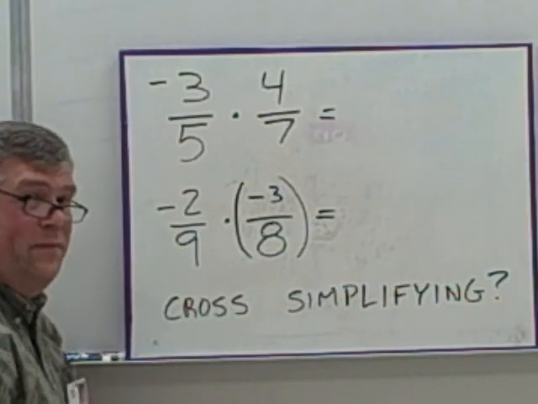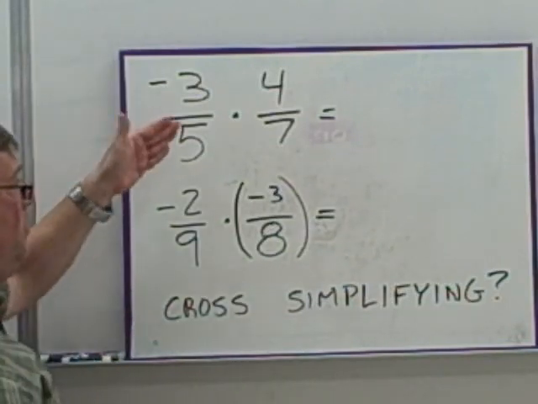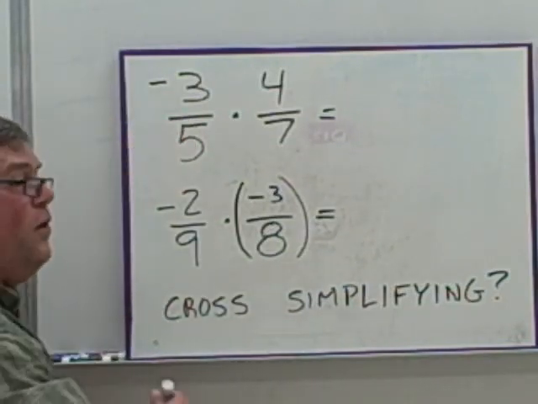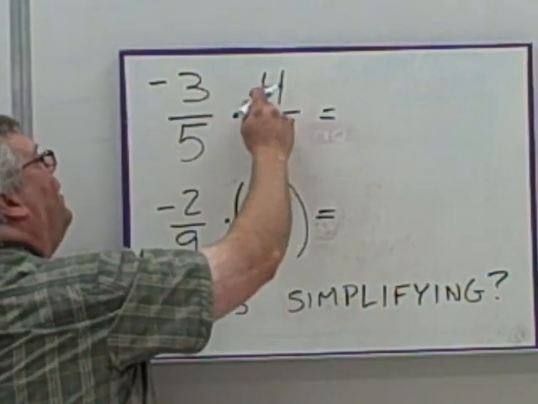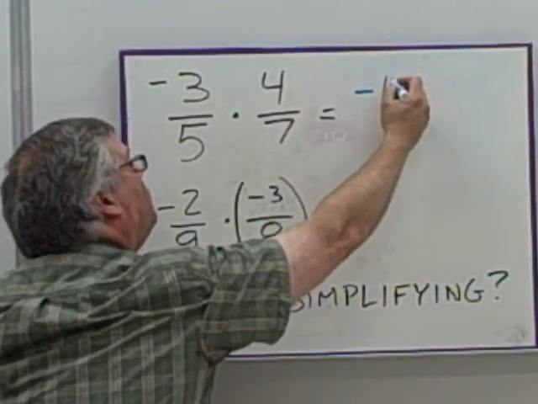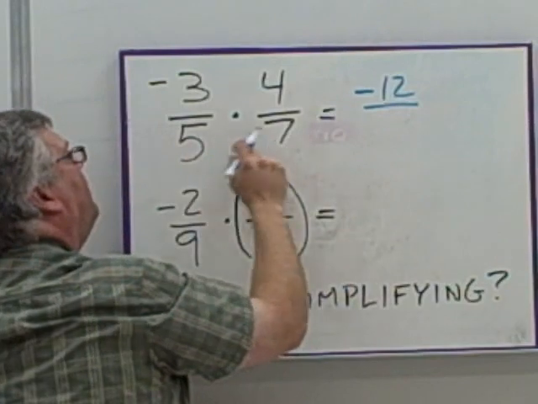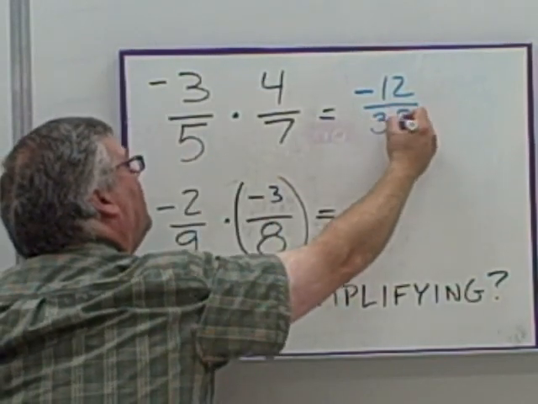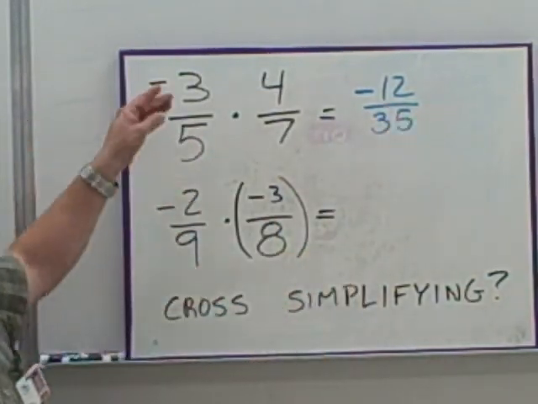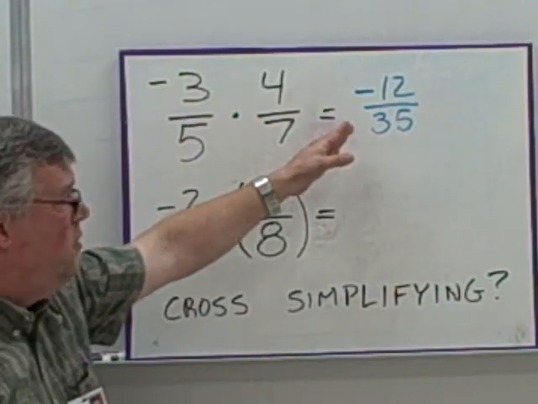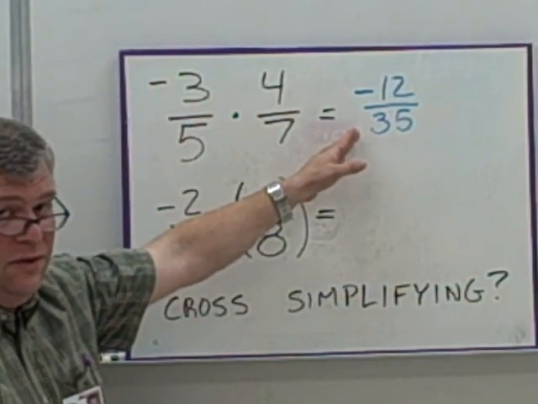Here are some other examples of multiplying fractions. Here we have negative 3/5 times 4/7. So top times top is going to give me a negative 12. Bottom times bottom is going to give me a positive 35. Negative times a positive, we know our answer is going to be negative. That's the integer operation rules.